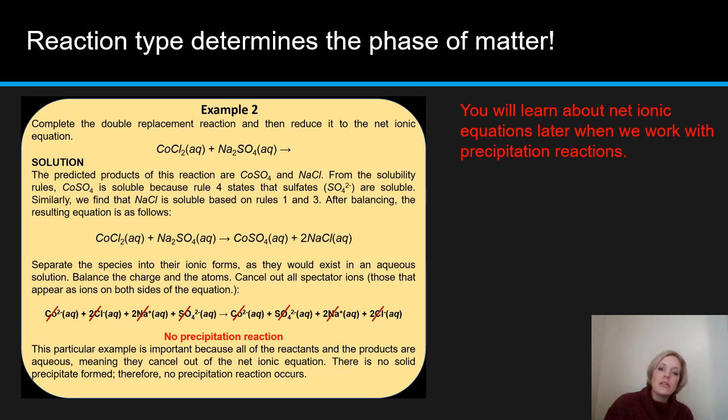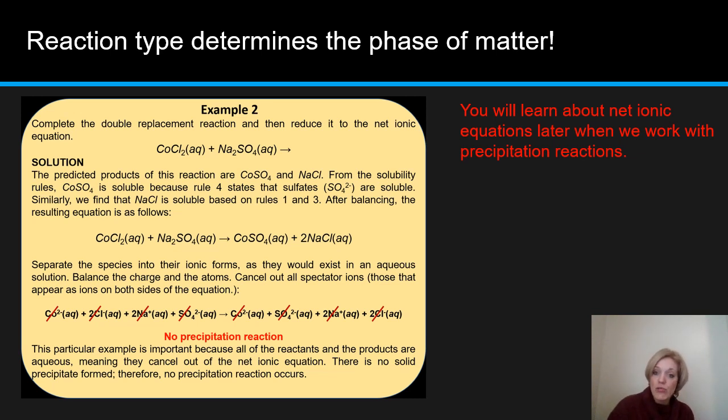Here we've got a double replacement or displacement. The two terms are interchangeable. They're asking to complete it and reduce it to the net ionic equation. You are not going to do that here. I just want you to concentrate on the actual phases. The phases are important here.